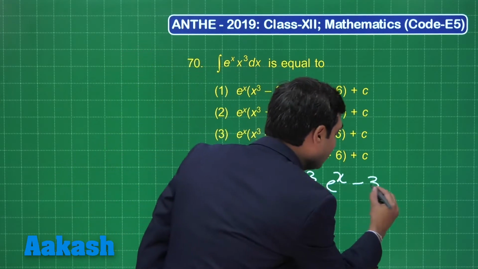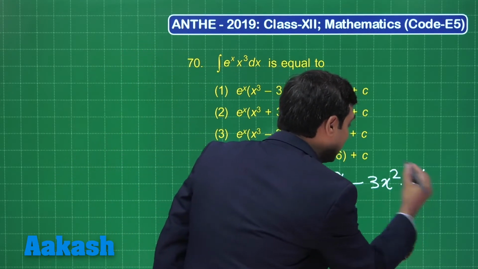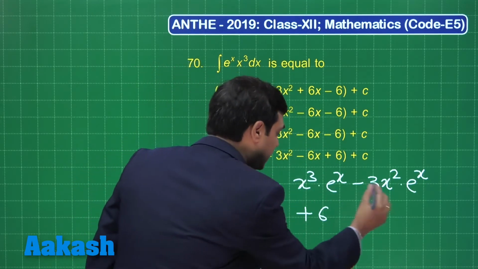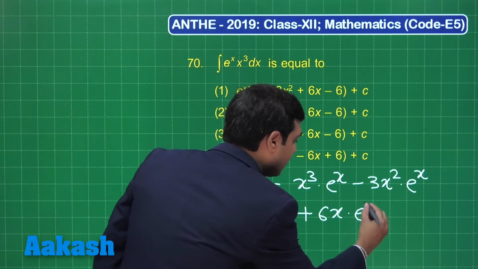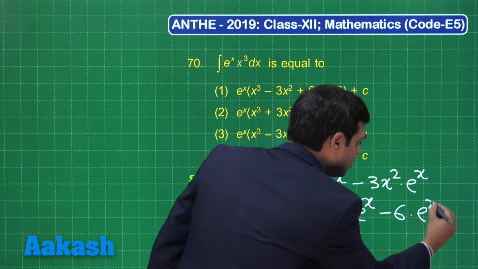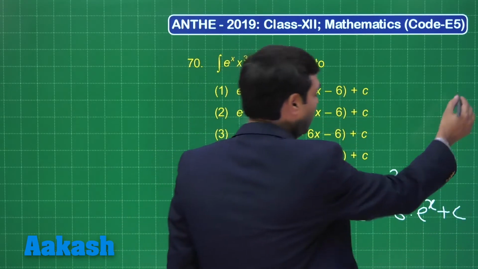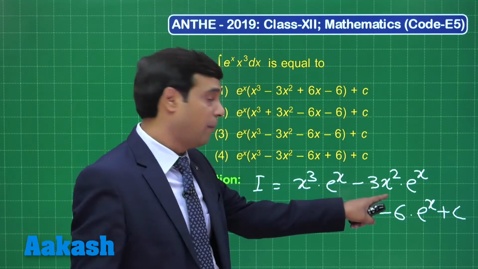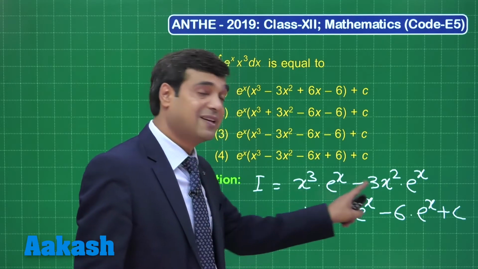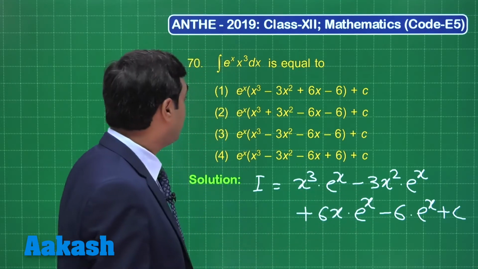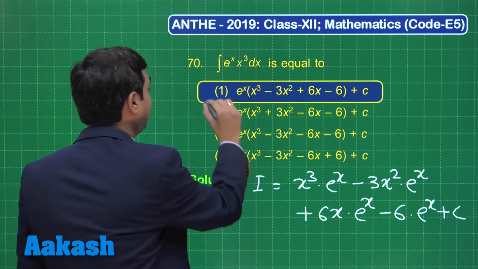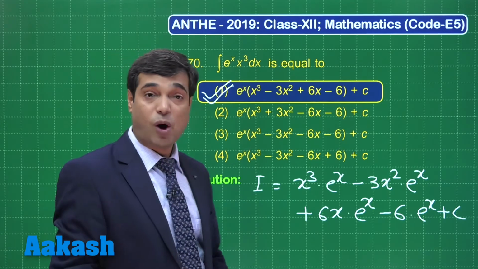So what we need to do here, 3x square into e^x, that is derivative of first function, integral of second, plus derivative of this function, that is 6x, integral of the other one, that is e^x, minus derivative of this term, that is 6 into e to the power x, plus constant of integration. So when you take e to the power x common, what you are getting here is x cube minus 3x square plus 6x minus 6. When you look at the given options, you can see, yes, option number 1 has the same result as we obtained here. Hence the correct answer is option number 1.